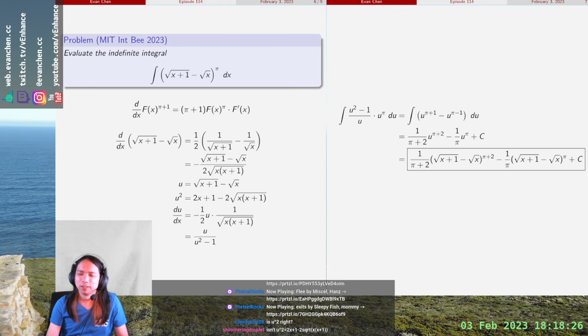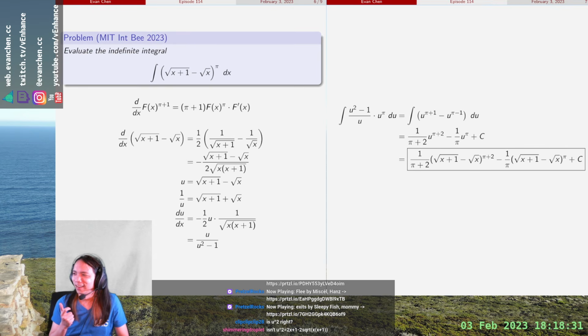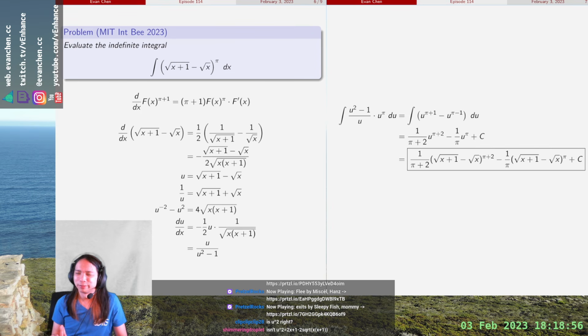So, okay, here's what we're gonna do. 1 over u is equal to this thing. That's a reciprocal. So consequently, u to the minus 2 minus u squared is equal to 4 root x plus 1. So you can actually solve for x in terms of u, but we're going to be a little more indirect, because the thing we're actually going for is this, and that's a little easier to get.